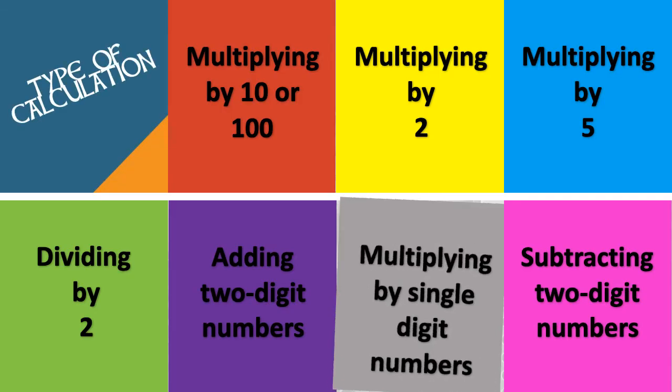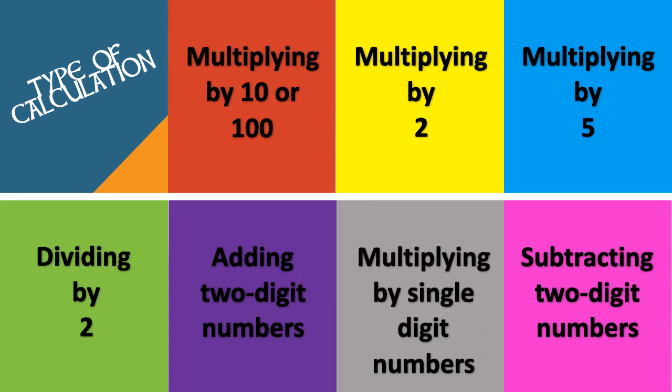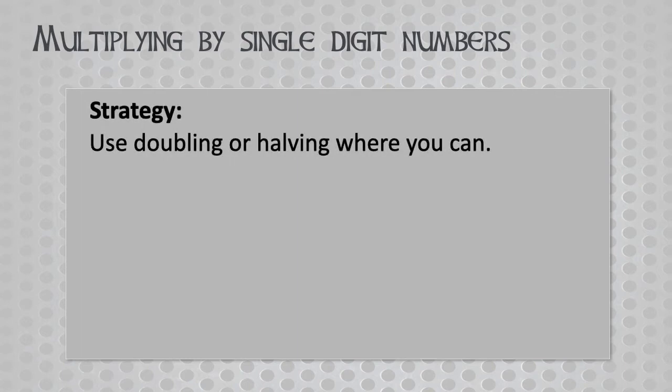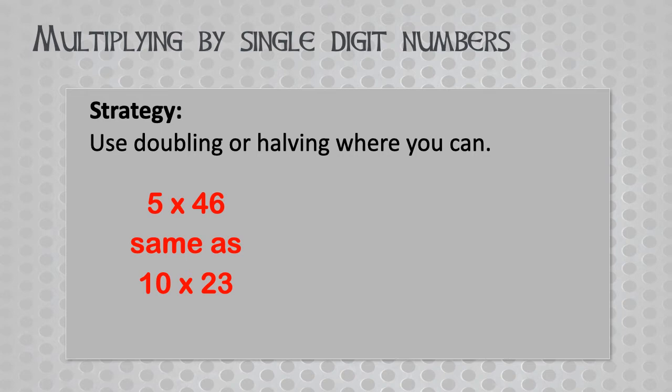Let's now look at the mental calculation when multiplying by single-digit numbers. The strategy here is fairly simple. We're going to double or half the number where we can. Take, for instance, 5 times 46. This is the same as saying 10 times 23. You see what I did there? We doubled the 5, which gave us 10, and halved the 46, which gave us 23. So our product is now 230.